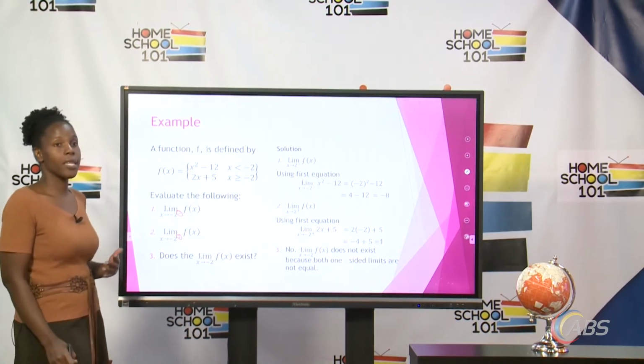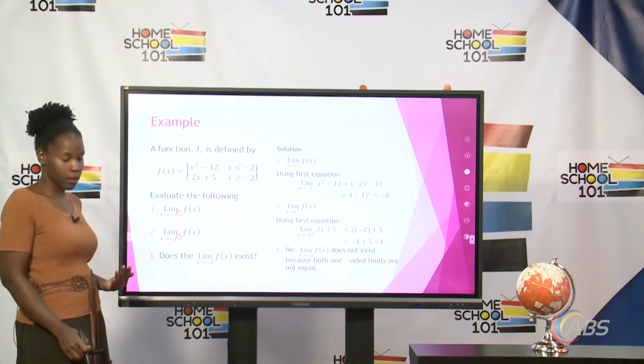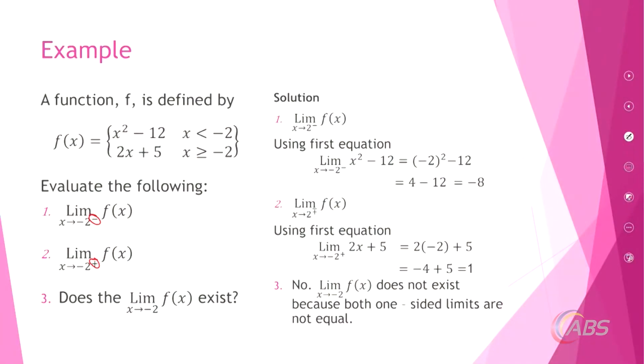And finally, we need to determine if the limit exists. So to go through, in evaluating the first part, the limit as x approaches from the left-hand side, what we would need to do is to use the equation that deals with values of x that are less than negative 2. And that would mean we're looking at the first equation.